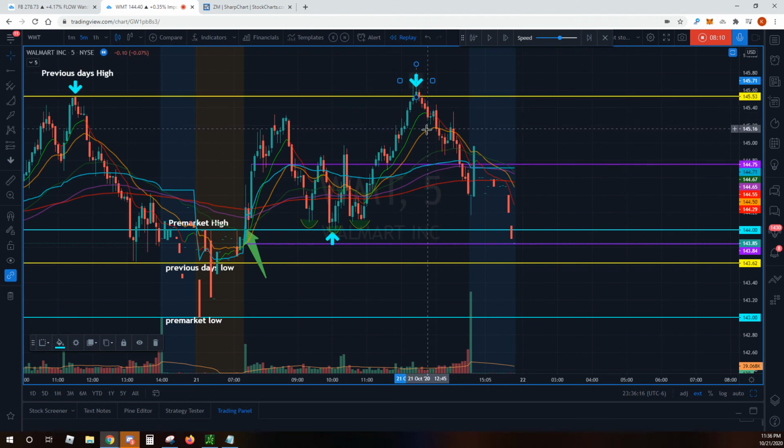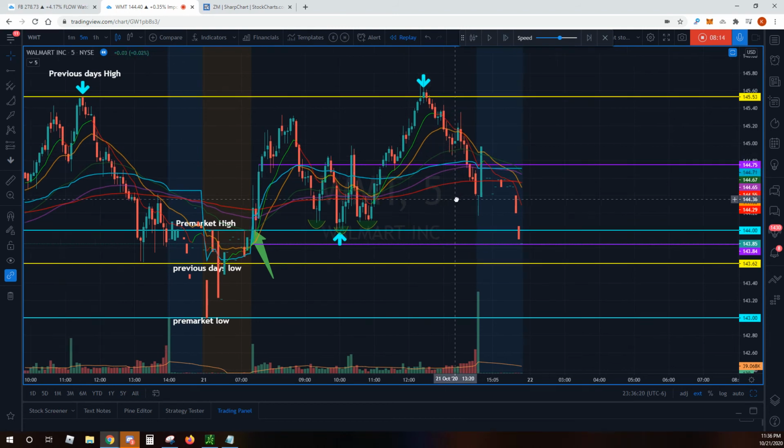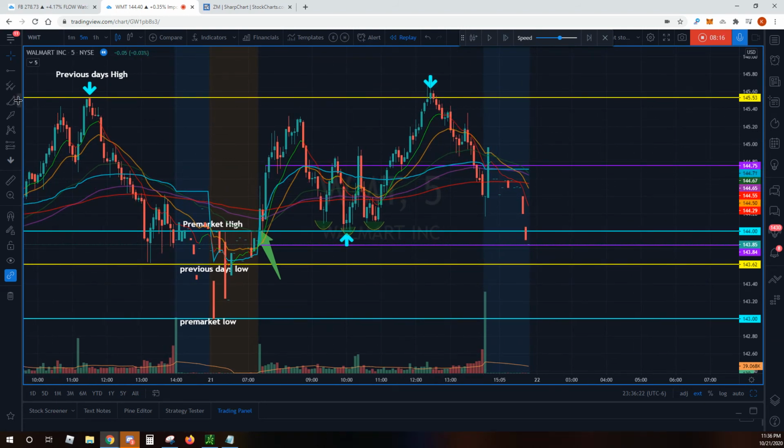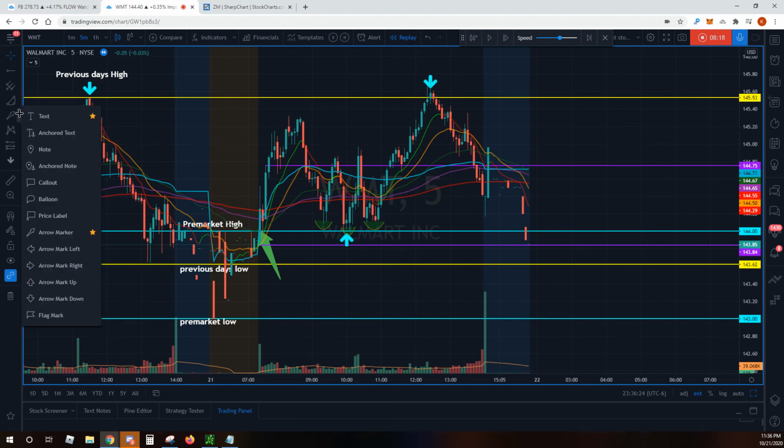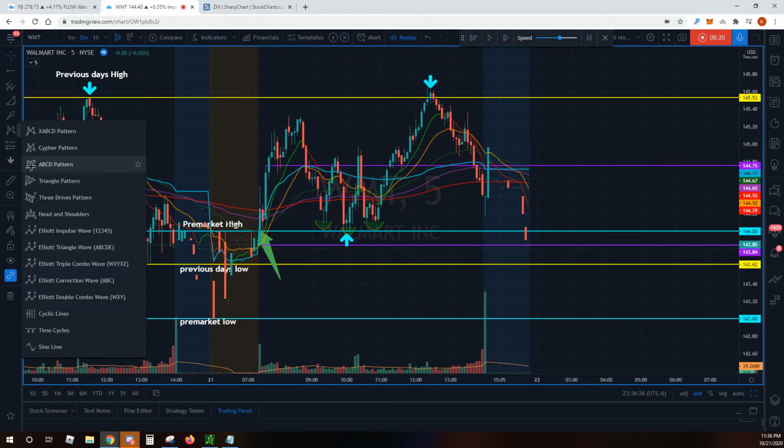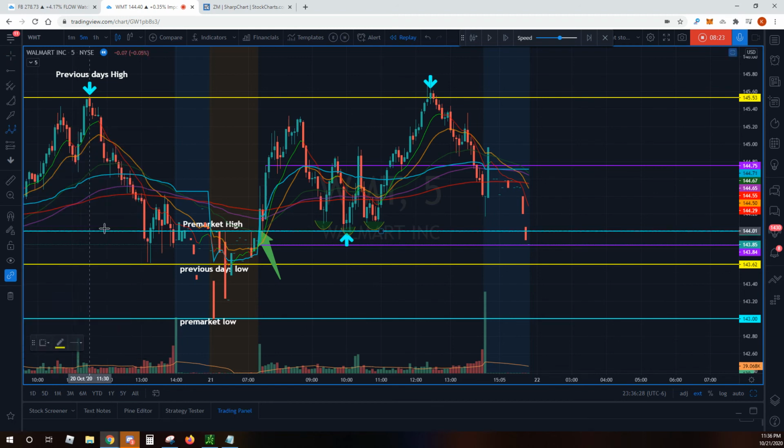If you stayed in, you probably would have got out here. But if you're a different type of strategy trader, if you're trading Elliott waves, you might have seen these counts coming down. So it all just depends on what you can muster through this action leading up to the end of the day.